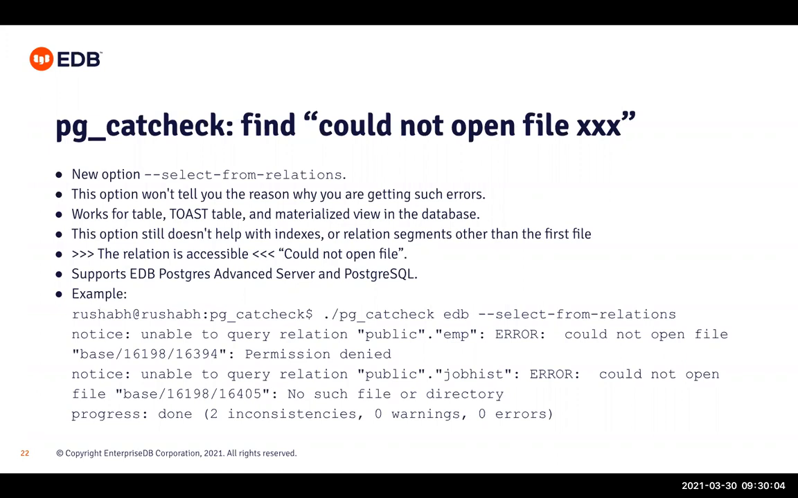Could not open file execs. But running pgcat check, you will now be able to avoid this by using select from relations, so that it ensures that the files are available. Not all of them, but at least one file is available to serve the relation.